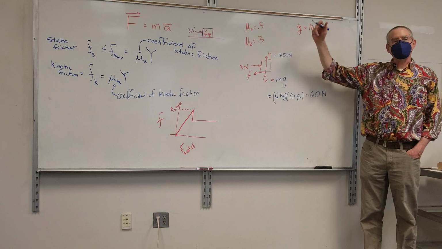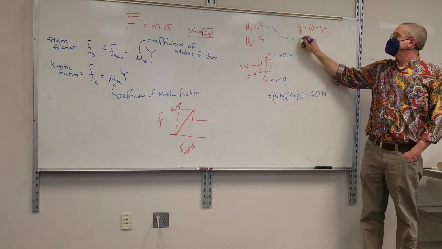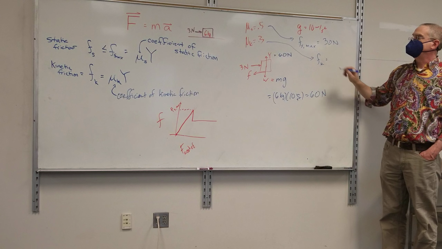So what is the maximum static friction? Would it be 60? Not 60. You do 60 times 0.5? Yes. And so therefore, 30? Yep, 30 newtons. And the kinetic friction, if it's moving, what would the kinetic friction equal?